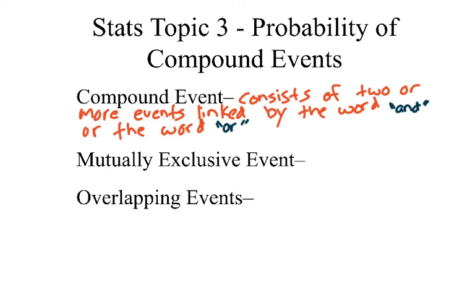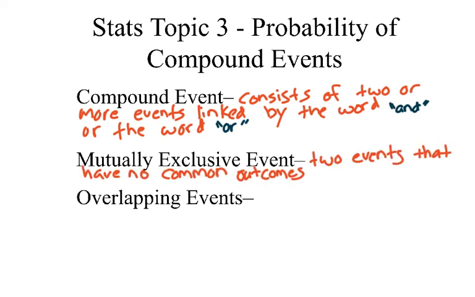Now, when finding the probability of compound events, we're first going to look at the probability of or events. To figure out these probabilities, we have a couple concepts we have to understand. First, we need to know what mutually exclusive events are. Mutually exclusive events are two events that have no common outcomes, which means they cannot happen at the same time.